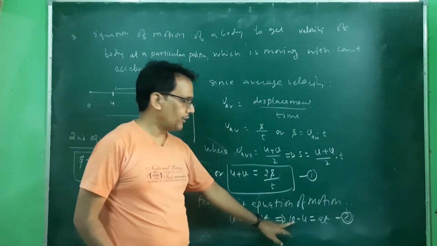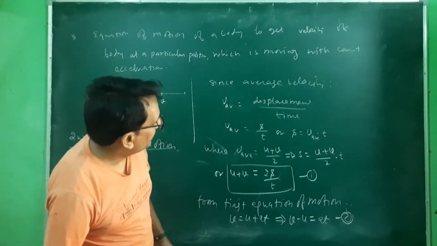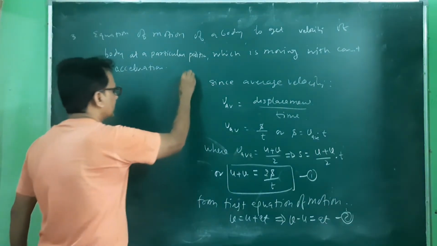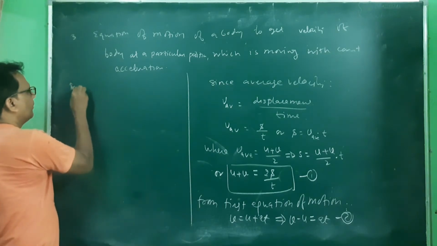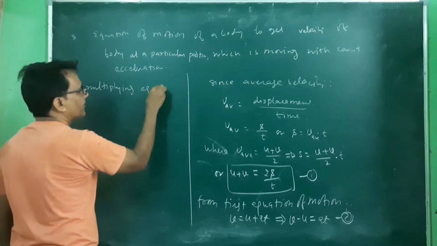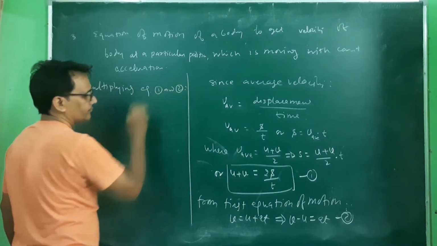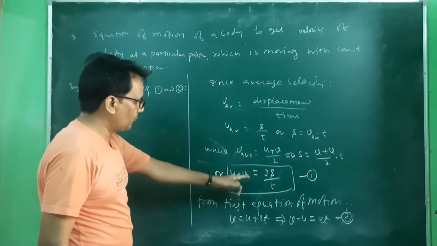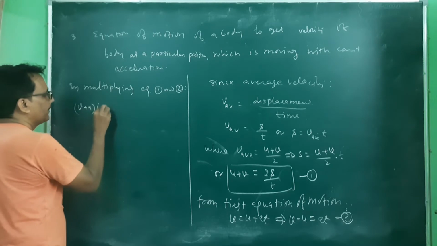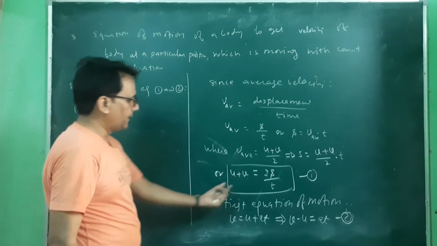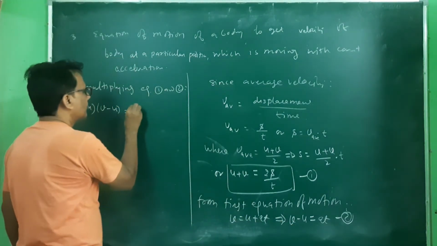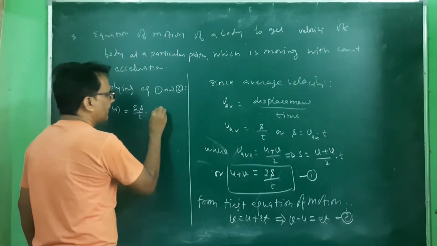Now let's multiply these two, equation 1 and equation 2. We will get the third equation. By multiplying equation 1 and 2, we have v plus u multiplied by v minus u, so u plus v and v plus u are the same. So v plus u multiplied by v minus u is equal to 2s by t multiplied by at.